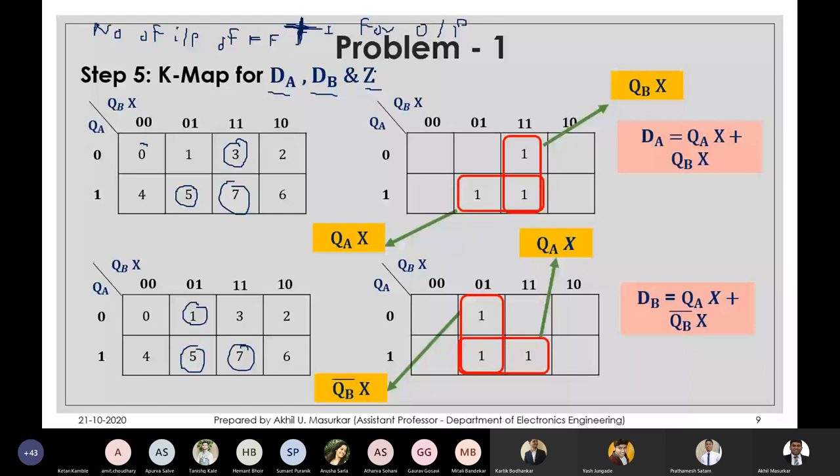Okay, sir. So please tell me the answer for Z. In the meanwhile, others are copying this thing. Calculate the answer for Z. Sir, it is QA, QB, X. No, sir. Wait. Sir, it is only QA, QB. Okay, let's.